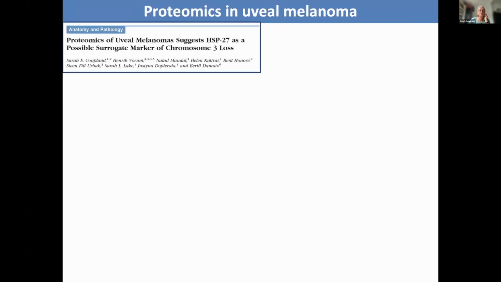So we collaborated with a Danish group, and we used archival frozen tissue with all of the associated clinical data and also genetic data. And this was together with Professor Henrik Vorum. And we found one particular biomarker, which was heat shock protein 27. And this was associated with chromosome 3 loss.